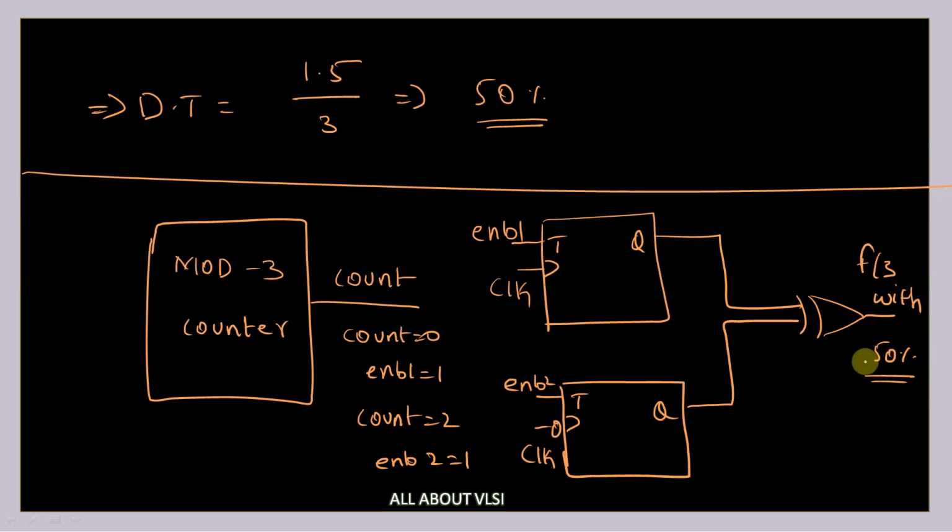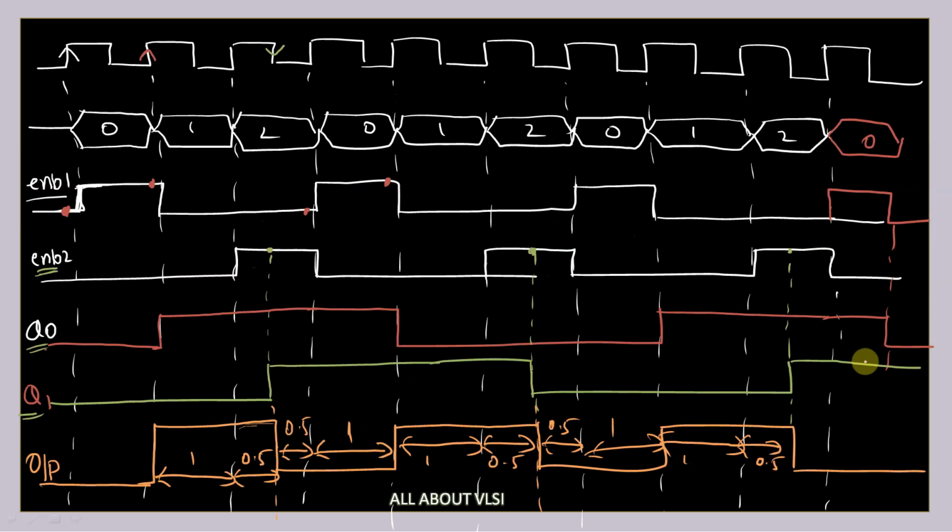F by 3 with 50% duty cycle. This is how we are going to design a frequency division by 3 with 50% duty cycle.